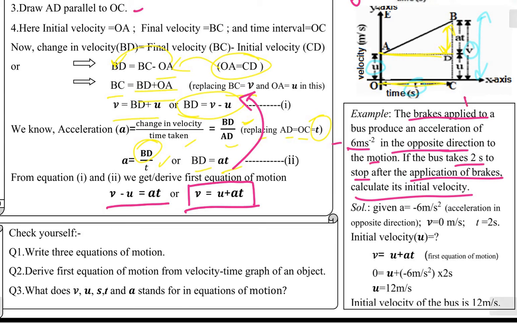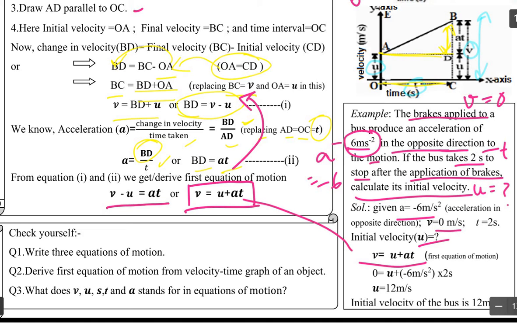Now we know the final velocity, that is v is equal to 0. We have to find u. Time is given, and this is your a, that is minus 6, because it is moving in opposite direction. So given a is equal to minus 6 meter per second square in opposite direction, v is equal to 0, u is to be found, and we have the equation which we have derived here. By putting all the values we get the value of initial velocity, that is 12 meter per second.